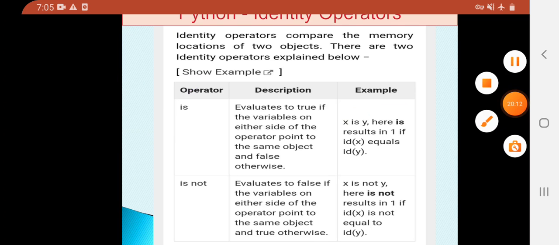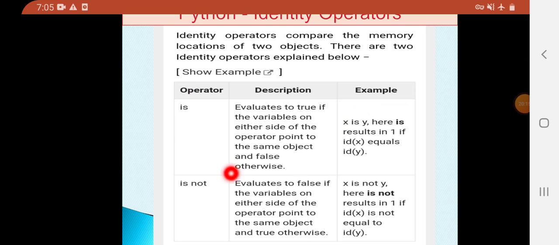Next is "is not". It evaluates to false if the variables on either side of the operator point to the same object and true otherwise. If they are pointing to the same object, then it will evaluate to false. Means if they are not pointing to the same object, it gives true.